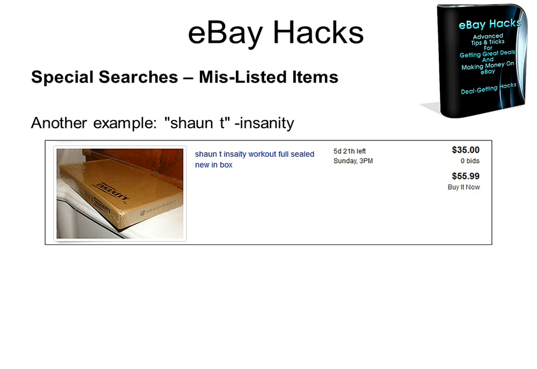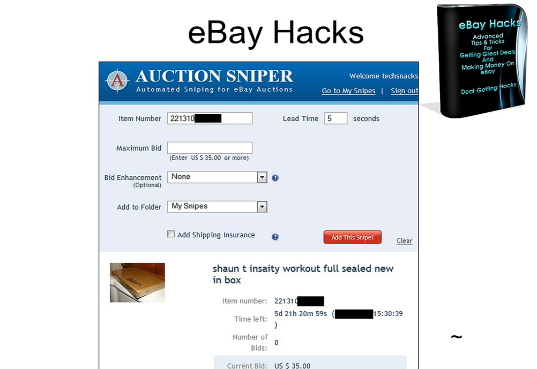So when you find a deal like this, you want to go to auctionsniper.com, type in the item number, put in the maximum bid that you're willing to bid on it, and click Add This Snipe, and within 5 seconds of the end of that auction, it'll place that bid for you at the very end. And that's a powerful way to be able to snag these deals without tipping anybody off to the fact that you're onto it and you're going to get it.